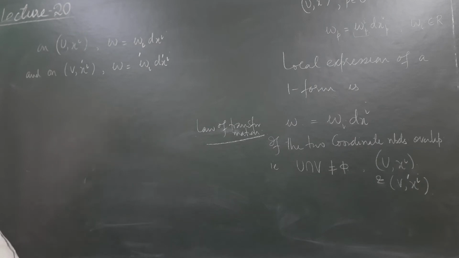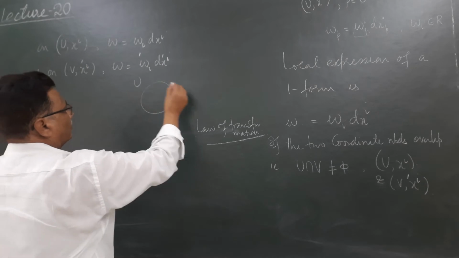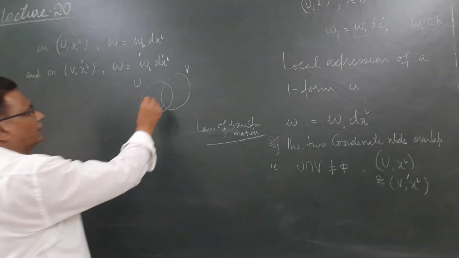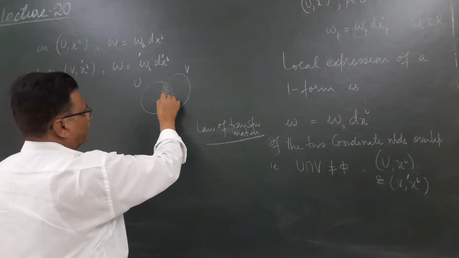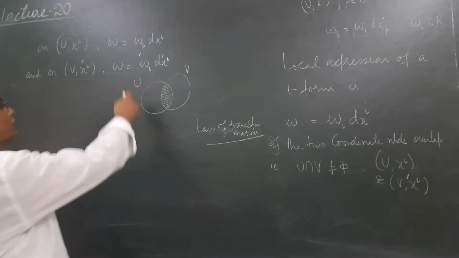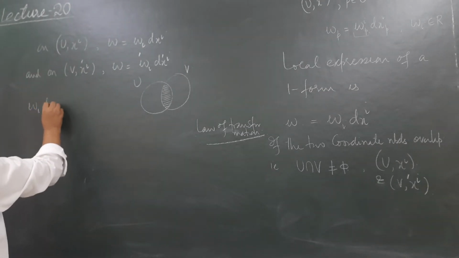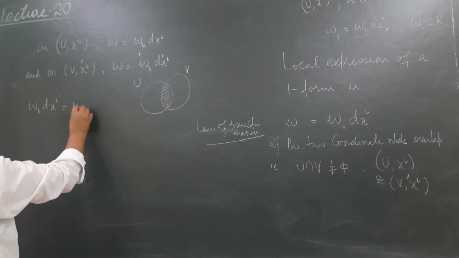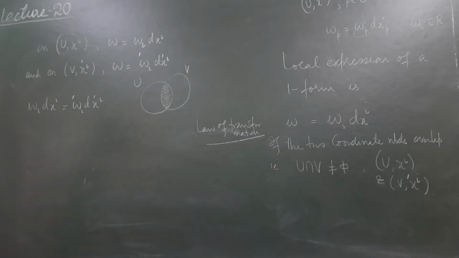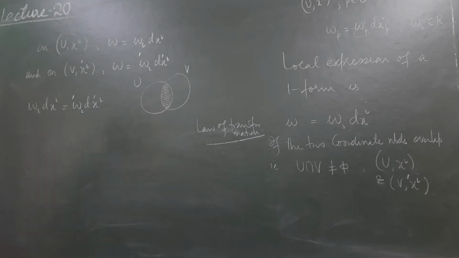ठीक है ना. So this implies, so overlap ऐसे हो रहा है कि ये U है और ये V है. तो ये law of transformation इस intersection portion में valid होगा. यहाँ पे दोनों coordinates available हैं. So at this point these two objects are same. So omega_i dx^i is equal to omega'_i dx'^i. Okay. Now dx^i in terms of dx'^i, what will be this?